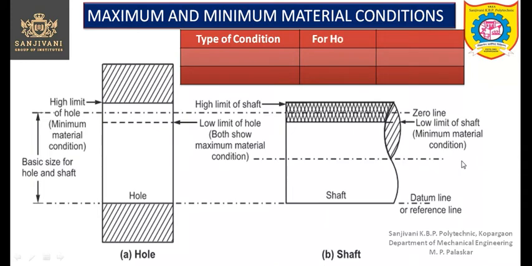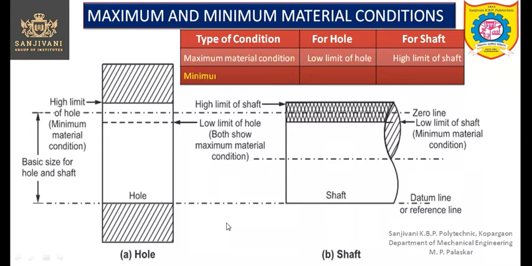So with the help of the same table, things will be still more clear. Maximum material condition means lower limit of hole. So this is the maximum material condition. In maximum material condition, we are having lower limit of the hole, or the hole is of minimum size, and higher limit of shaft, that means the shaft is of maximum size. So when shaft is of maximum size and hole is of minimum size, then that condition is maximum material condition.